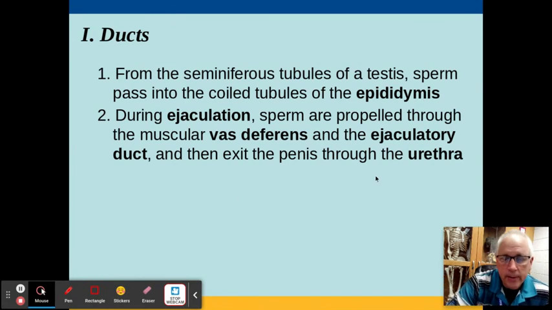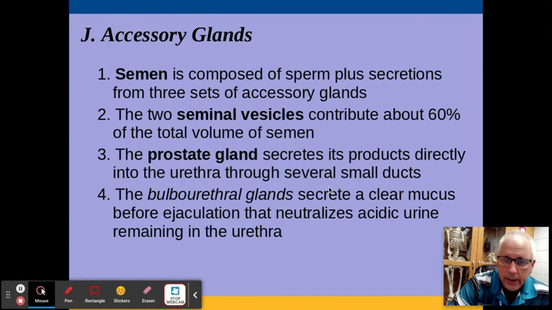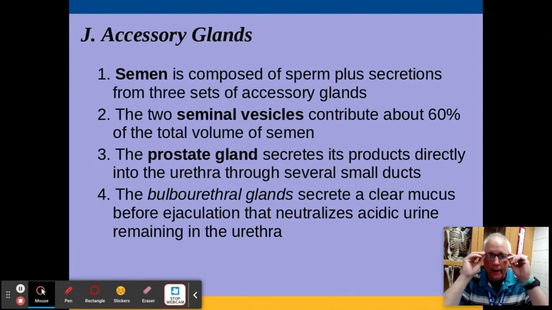Okay. Now, I want to kind of throw this in here, and again, you got to look at the whole picture, and I'll finish up with this. The semen that's produced with the sperm, that's got the fructose in it that they showed on the video, and that's what's going to feed that sperm and allow it to move. 60% of the total volume of the semen is contributed by something called the seminal vesicles. Okay, that's where that comes from.